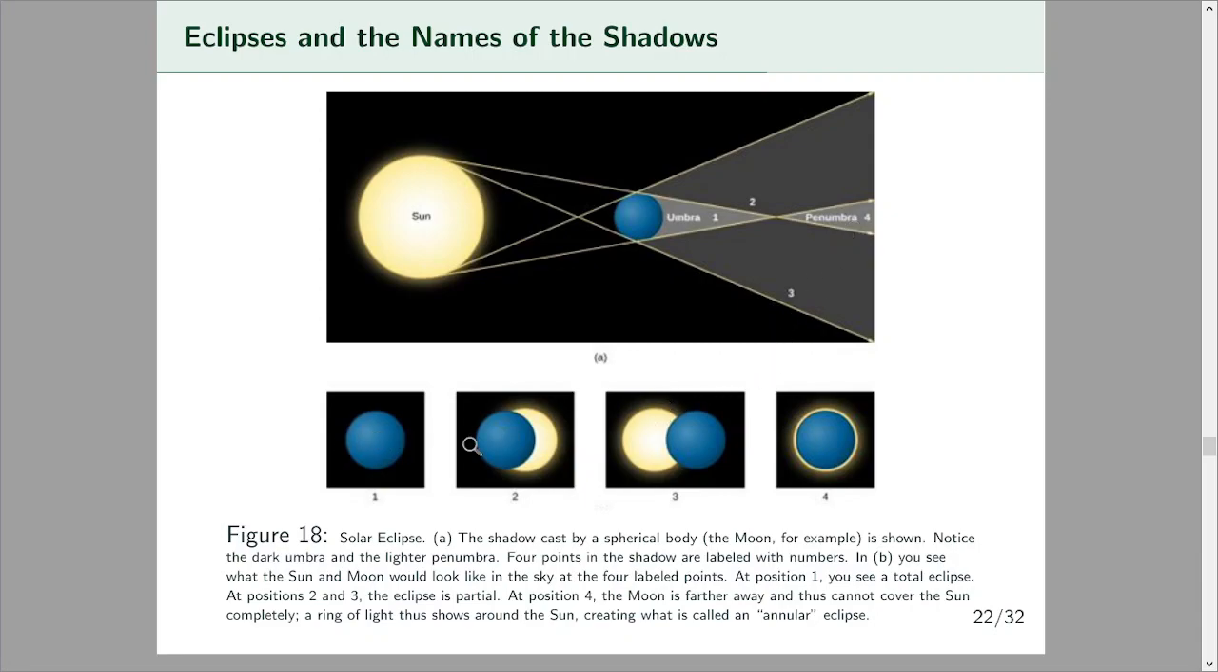So you should be able to match up these numbered boxes below with what you would see from the corresponding position in the top figure. So the left would be a total eclipse. If this was the most you saw, you would see a partial eclipse. And this last one is called an annular eclipse, where you're far enough away that you can see a little bit of the light source around the blocking object.